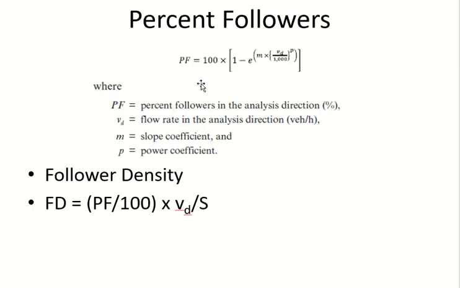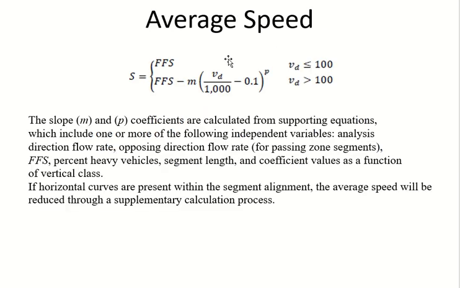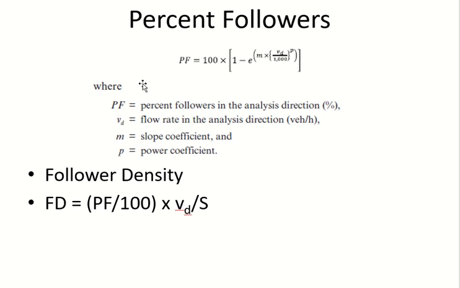Once you have the S value from here, you will calculate percent followers. Percent followers will use this equation. Again, you have VD, which is the flow rate in your direction, and you have M and P. This is different than this one, so we have two M's and two P's: one set for average speed, another set for percent followers. If this type of question comes, you will need two M's and two P's, one each for average speed and percent followers.